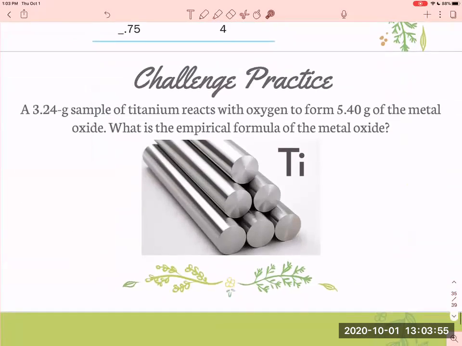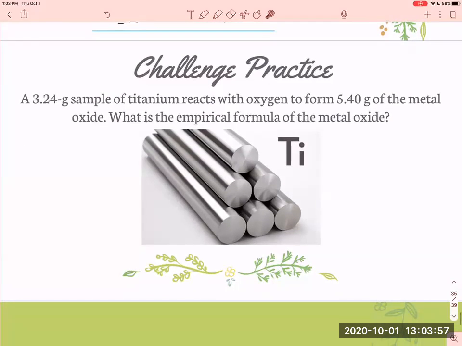So let's do another practice. What's the empirical formula if you have these substances? And I want you to also name the metal oxide. Let's practice some naming.